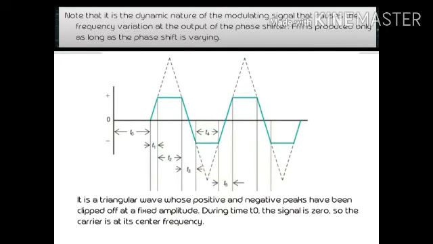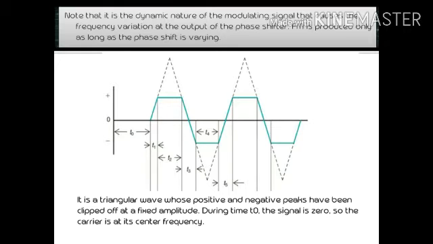Note that it is the dynamic nature of the modulating signal that causes the frequency variation at the output of the phase shifter. FM is produced only as long as the phase shift is varying. It is a triangular wave whose positive and negative peaks have been clipped off at a fixed amplitude. During time 0, the signal is 0, so the carrier is at its center frequency.